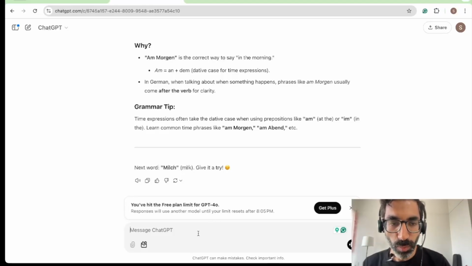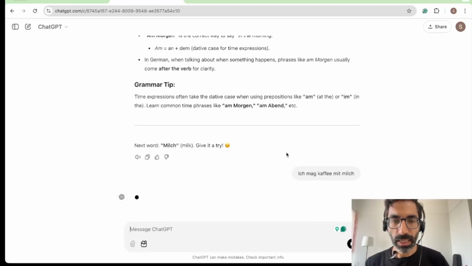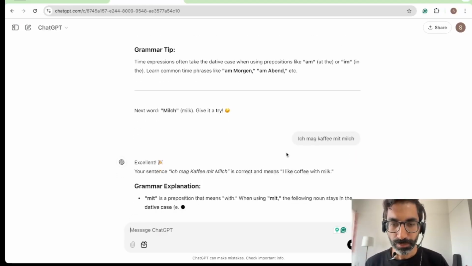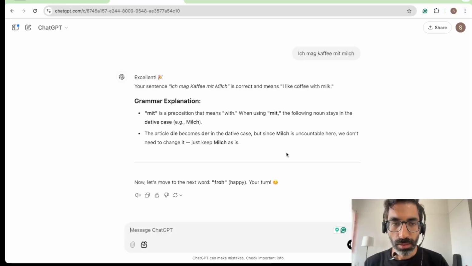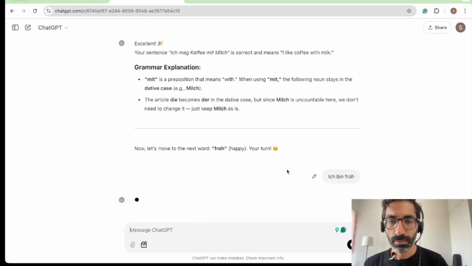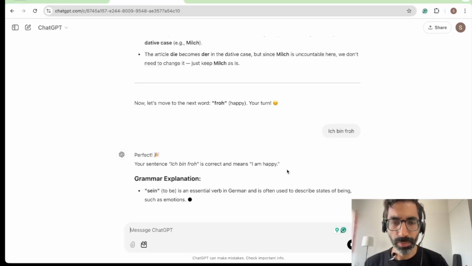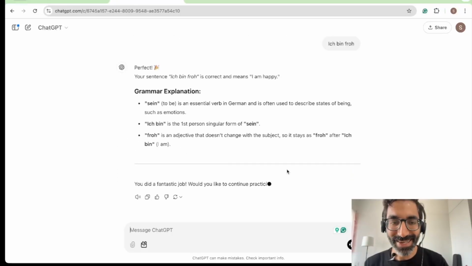So the next word is Milch. So, Ich mag Kaffee mit Milch. Is that correct? Let's see. Okay, the sentence is correct, which means I like coffee with milk. The next word is froh, which means happy. Ich bin froh. I'm happy. Pretty simple sentence.